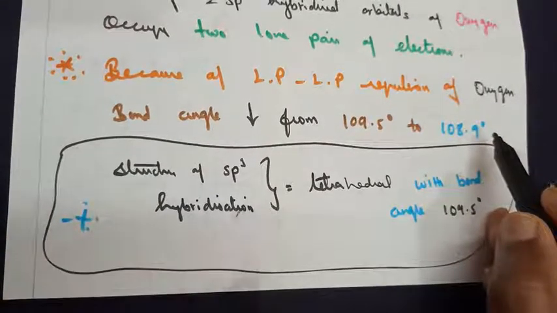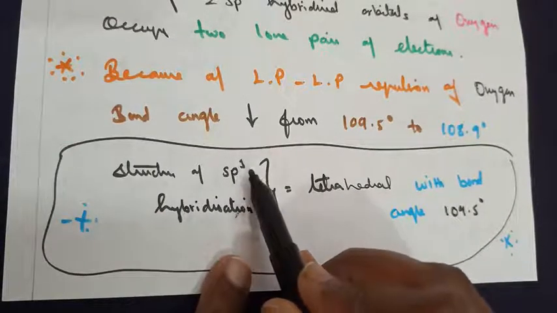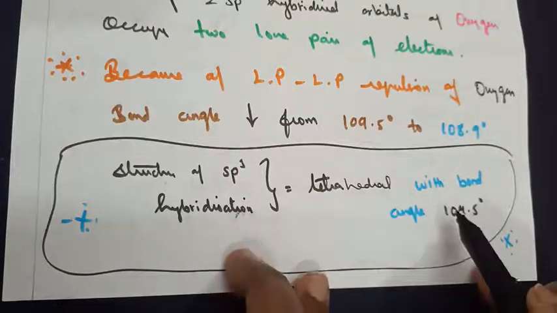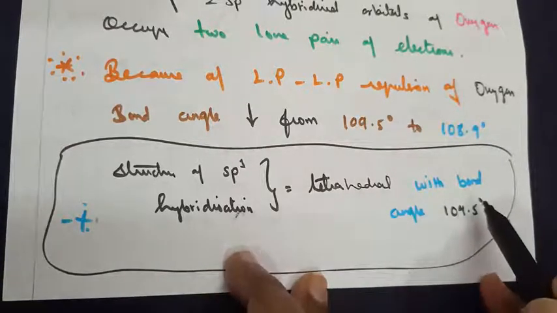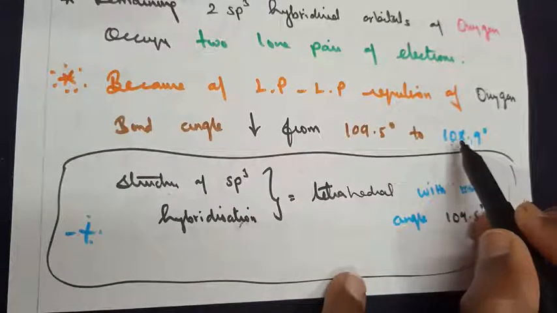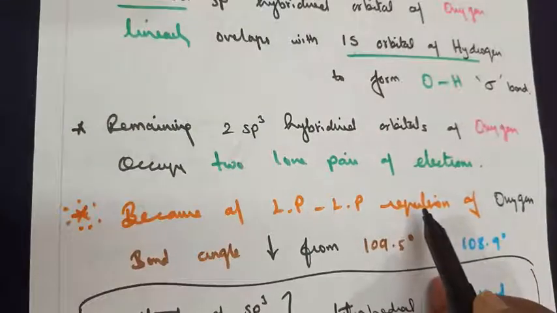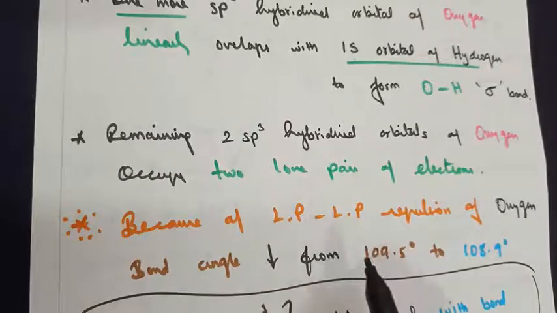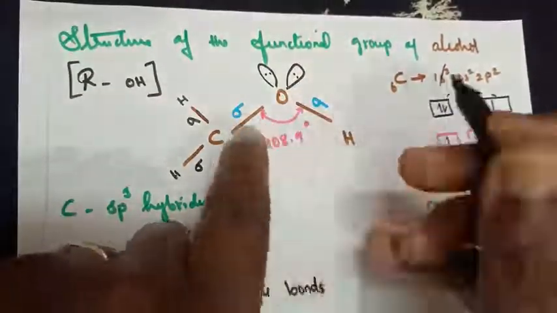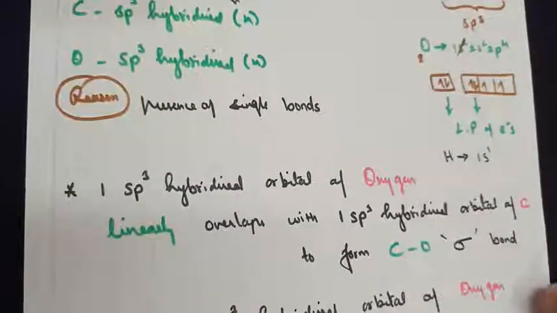Little ones, I'm repeating again. When it undergoes sp3 hybridization, the given shape is tetrahedral. For a tetrahedral, the angle should be 109.5 degrees. But in the case of alcohol, we find it to be 108.9 degrees. What's the reason behind it? Because of the repulsion between the lone pair and lone pair of electrons of oxygen here. And because of that, the bond angle gets reduced from 109.5 to 108.9 degrees. I hope you understood the concept.